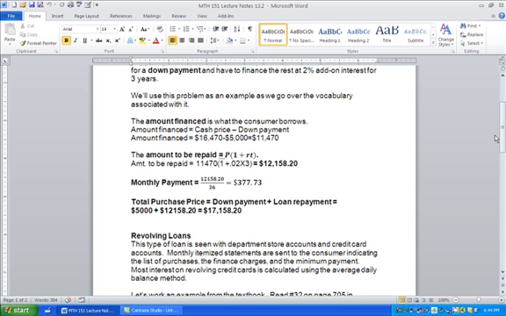So the total purchase price of the car will be the down payment plus the loan repayment, which is a down payment of $5,000 plus a loan repayment of $12,158.20. So we're coming out with $17,158.20 for the total purchase price of the car. So typically, as I said, these installment purchases are typically for large items such as a car. So that's an installment loan.